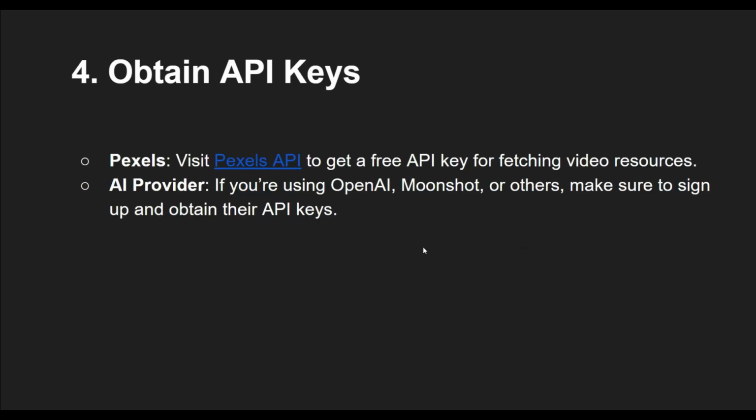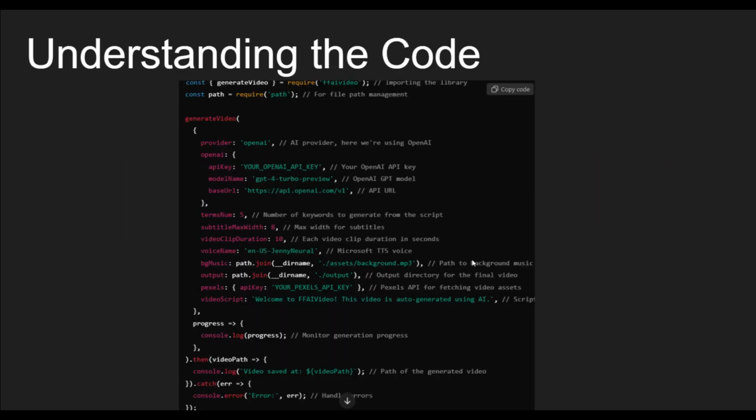Also, before we start, you need to obtain your API keys. First, you will need to visit the Pexels API to get a free API key for fetching video resources. You also need to go to your API provider, if you are using OpenAI, Moonshot, or others, and make sure to sign up and obtain their API keys. Now we can move on to understanding the code.